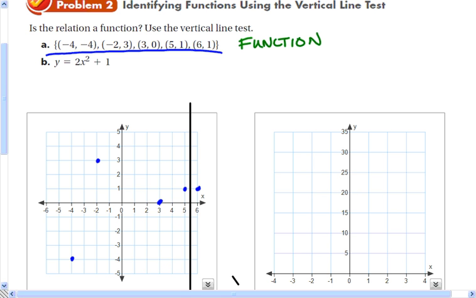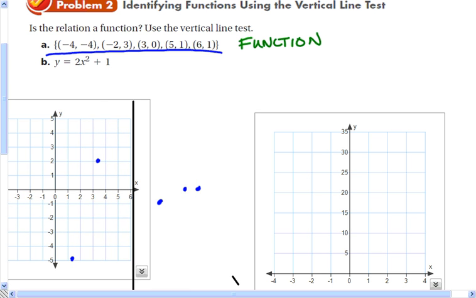All right, second one, we're going to have to generate some values for that one. So I'm going to make a table of values. I'll use my vertical line here. Make my table.